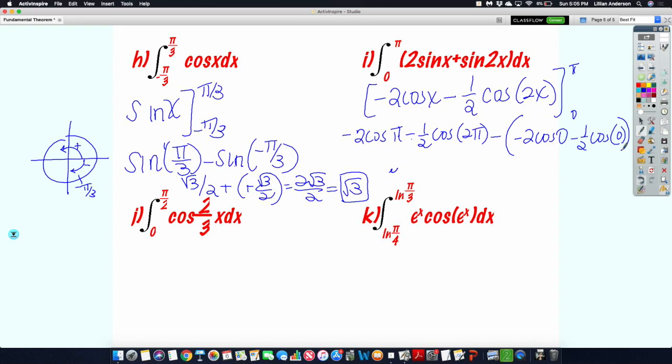So the cosine of pi is negative 1. Negative 1 times negative 2 is positive 2. Then the cosine of 2 pi is 1. So then it's going to be minus 1/2. Minus, inside of parentheses, the cosine of 0 is 1. So this becomes a negative 2. And then the cosine of 0 is 1. So this becomes a negative 1/2. Okay, if I distribute over the negative, that becomes 2 minus 1/2 plus 2 plus 1/2. So our answer here is going to be 4.